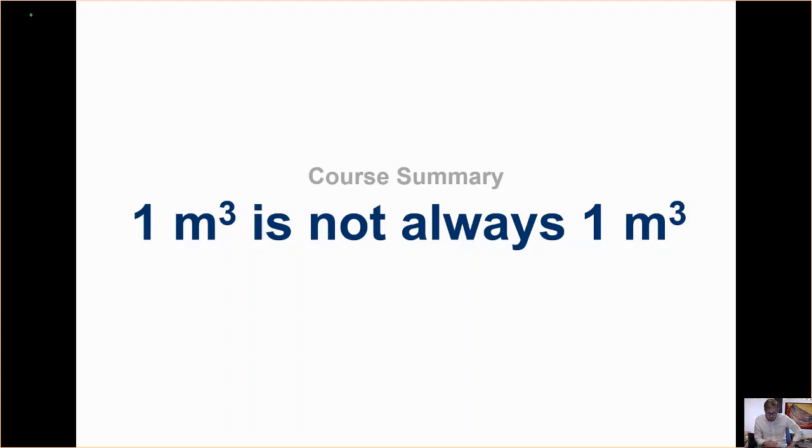concept that 1 cubic meter is not always equal to 1 cubic meter. Here we could use whatever unit. It could be a barrel. It's not always equal to a barrel, and if you understand this concept as a key takeaway from this course, we've at least managed to communicate something essential related to PVT.